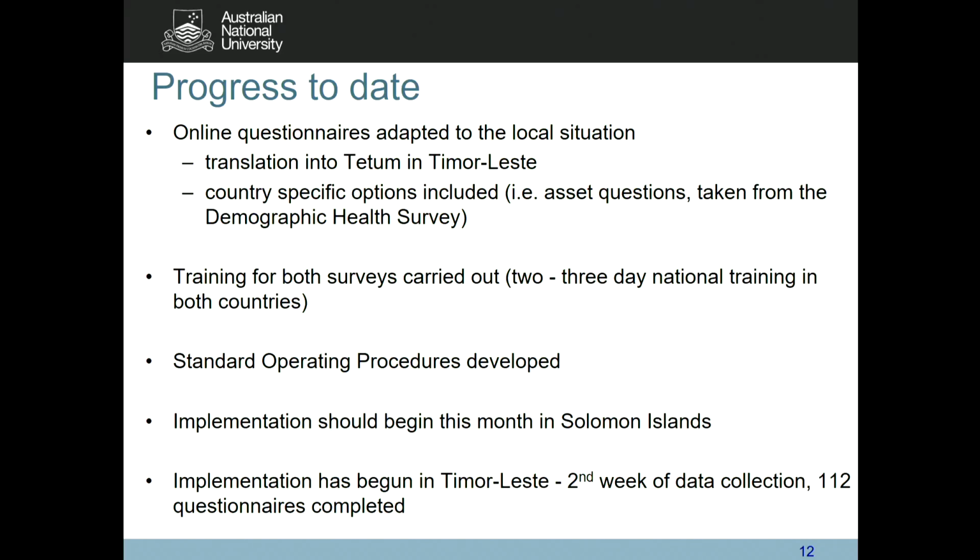So as I mentioned, we have done the trainings for both of these surveys. So we did a 2 to 3 day national training in both countries, which covered a range of topics ranging from ethics in research, interviewer skills, and we went through every question one by one with the whole group to make sure that they got the meaning of that question, which took quite a large proportion of the training. We've developed some standard operating procedures, and implementation should begin any time in Solomon Islands, hopefully after this conference. And in Timor-Leste, implementation has just begun, and we've got 112 questionnaires currently completed.